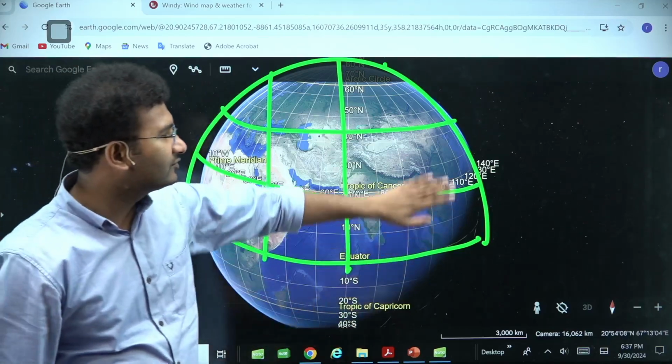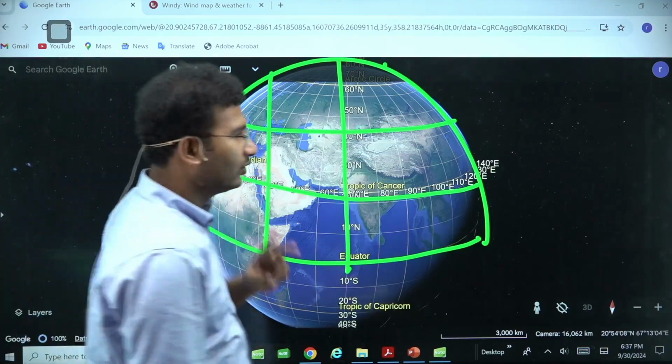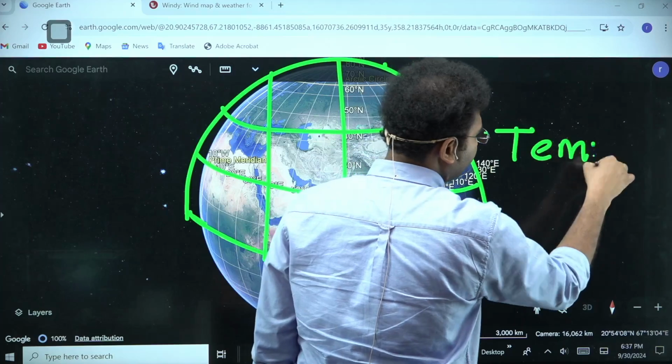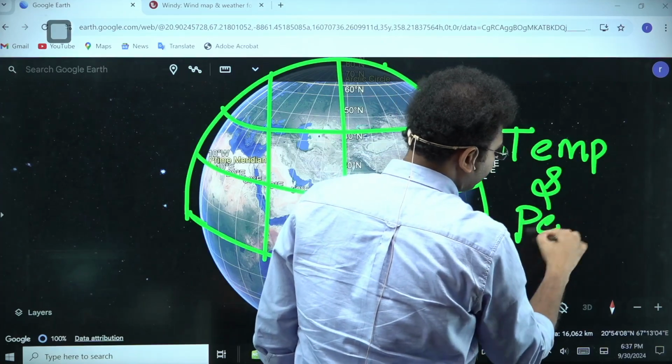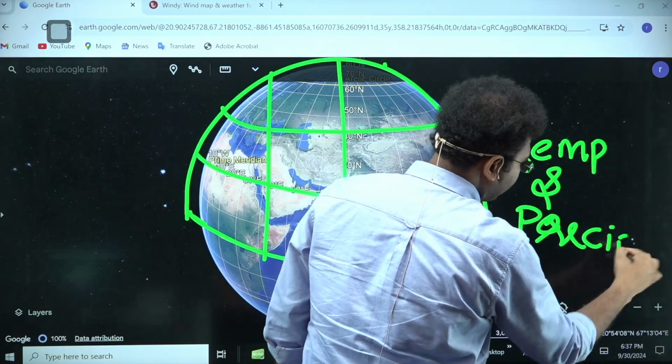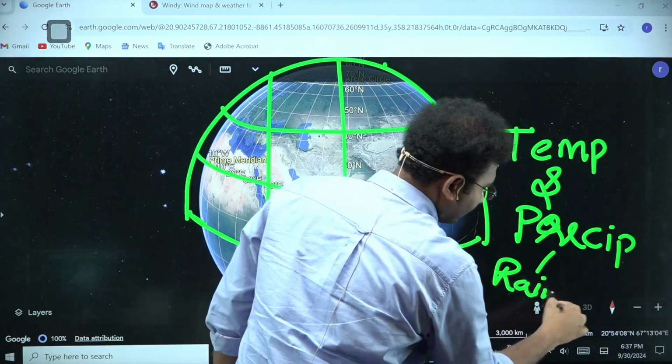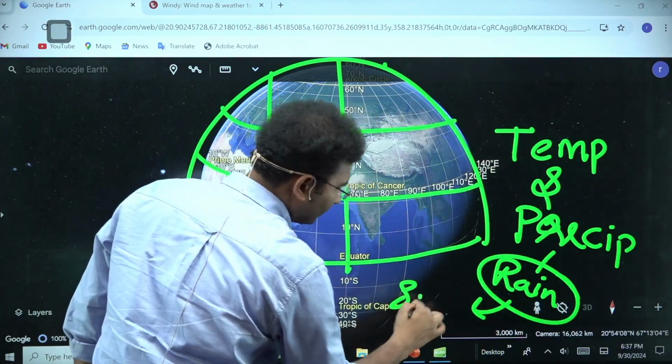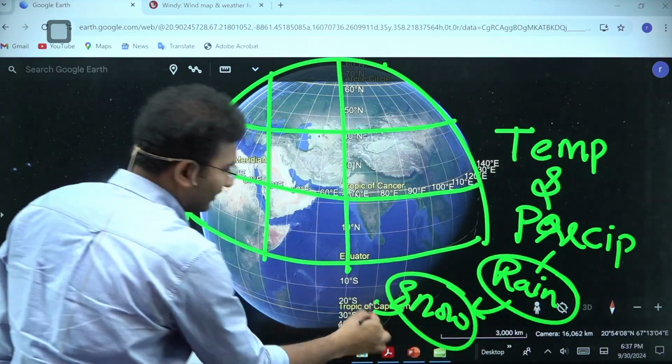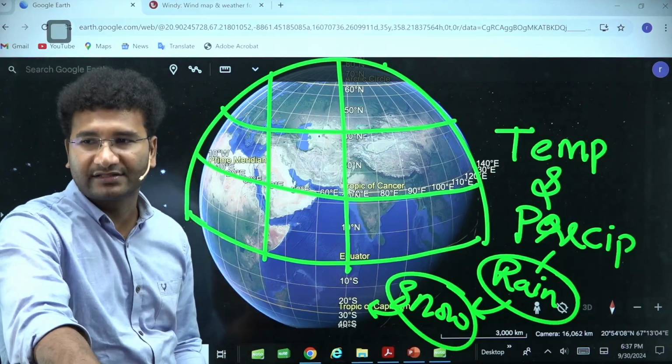And he has given names to these regions based on two aspects, that is temperature and precipitation, right? Precipitation means it could be rain, it can be snow, it can be anything, sleet, whatever it is.